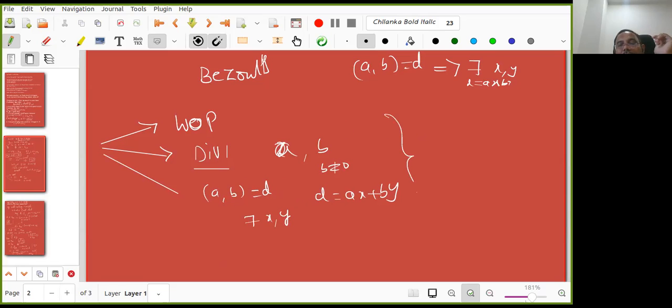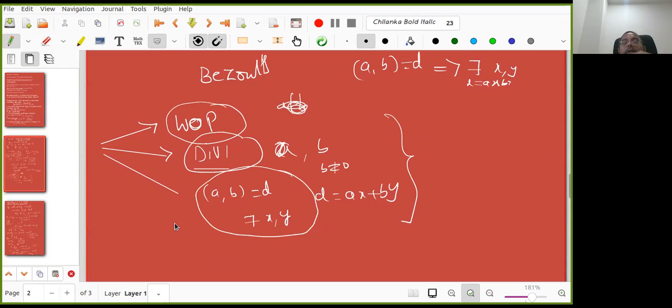We have now three things with us, of course excluding the concept of division and all, but these are the three weapons I will use. You already understood the well ordering principle; I am continuously applying it. Today we used the division algorithm also. Next class onwards, I will start using Bezout's identity. So whenever you have the GCD of A and B equal to D, then there exist X and Y such that D is equal to AX plus BY. Okay, good, great. So I'll stop here.